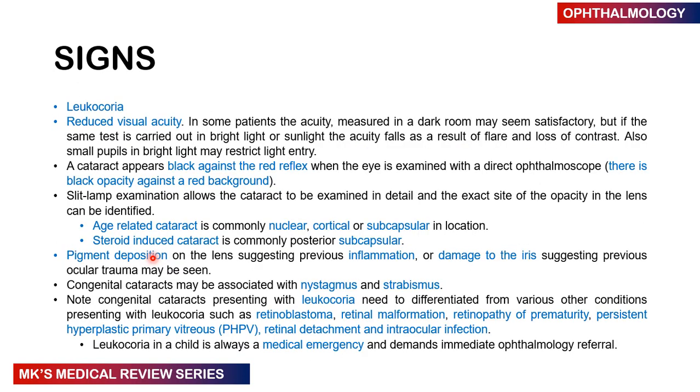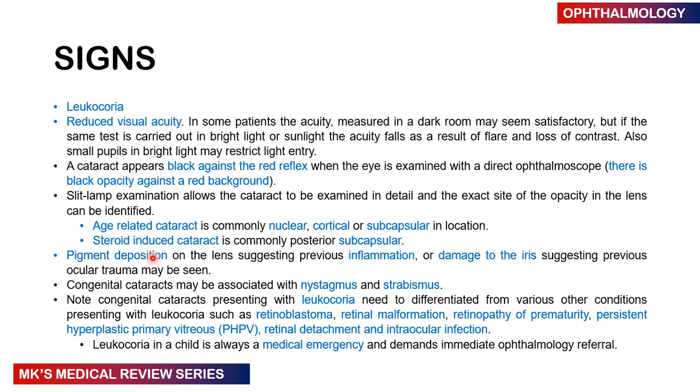Then, of course, the signs: you may get leukocoria. There are many things that do cause leukocoria. You should have at least 10 differentials for leukocoria, and I want you to list them in the comment section below if I haven't given them in this PowerPoint presentation. Then, of course, you may get reduced visual acuity. In some patients, you measure this in a dark room. They may be satisfactory, but if the same test is carried out in a bright lit room or in sunlight, then their acuity fails, because of flares and loss of contrast. Also, the small pupils in bright light may restrict light entry.